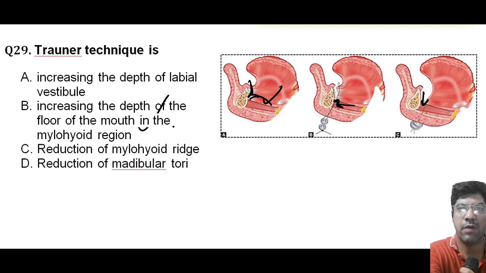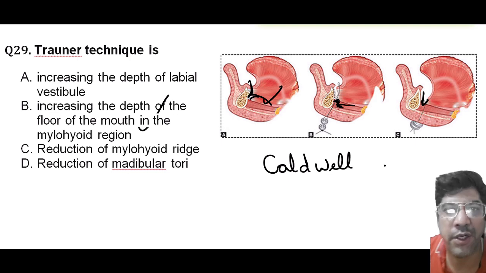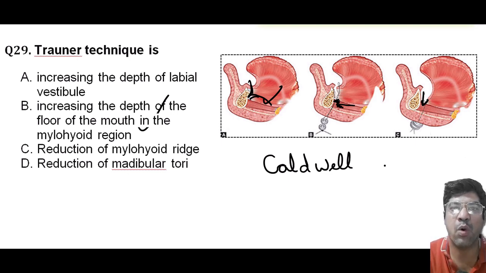Apart from that, we have various other techniques. Number one, which I have discussed, is Trauner's technique. The other is the Caldwell technique. It is similar to the Trauner technique, but it involves a more extensive dissection of the mylohyoid muscle. In this technique, the muscle is completely separated from its attachment to the bone. The muscle is then sutured at a lower position to increase the depth of the floor of the mouth.